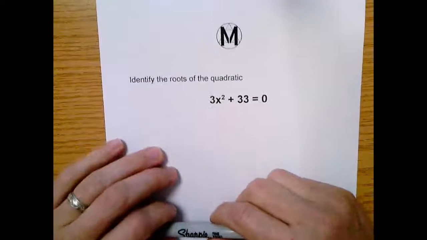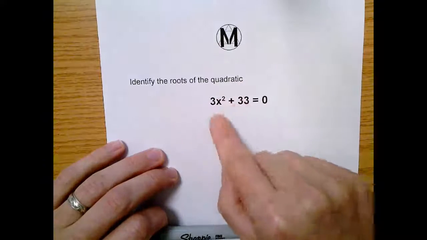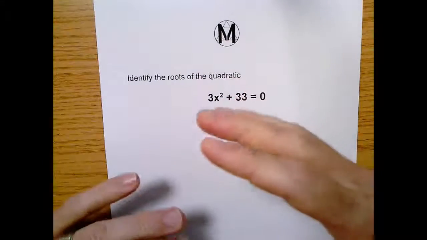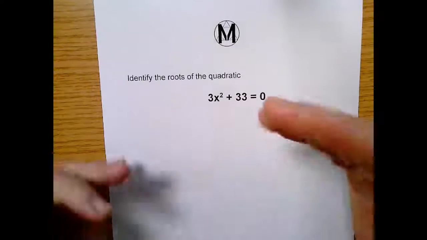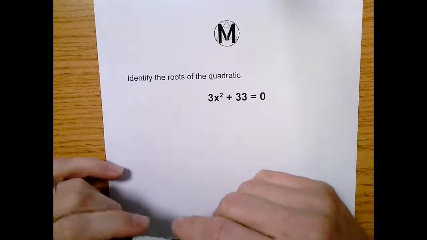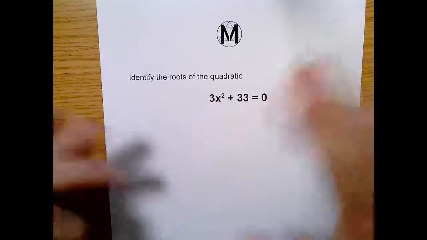All right, let's do some Mathity-Math. It says here, identify the roots of the quadratic. Okay, so remember, the roots of the quadratic are like the solutions or the zeros, or in other words, where does your parabola cross the x-axis? Okay, so the way we tackle this is we just need to isolate our x value and go from there.